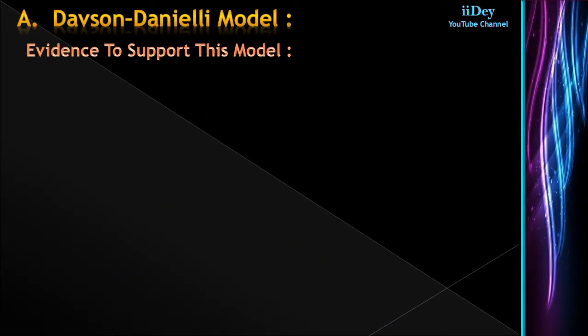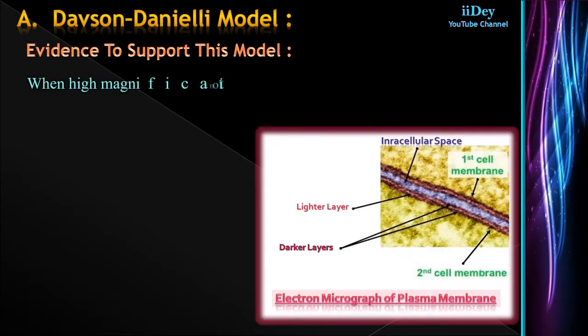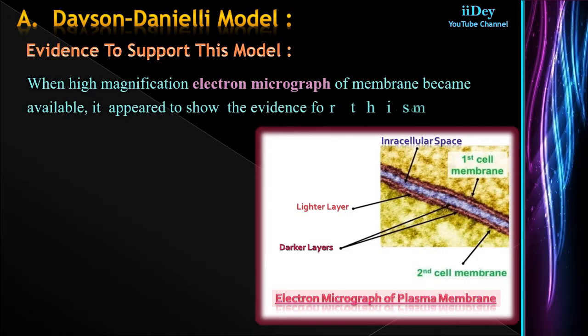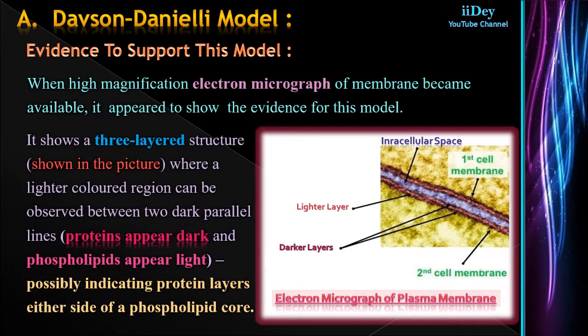Evidence to support this model. When high-magnification electron micrographs of membranes became available, they appeared to show evidence for this model. It shows a three-layered structure, shown in the picture, where a lighter-colored region can be observed between two dark parallel lines. Proteins appear dark and phospholipids appear light, possibly indicating protein layers on either side of a phospholipid core.